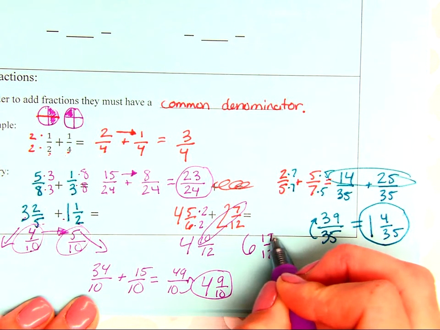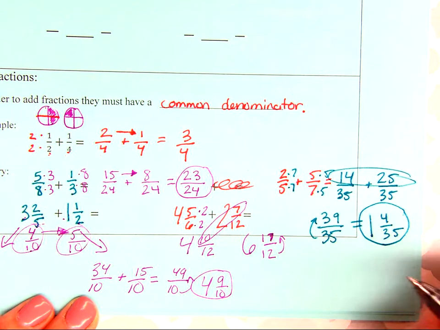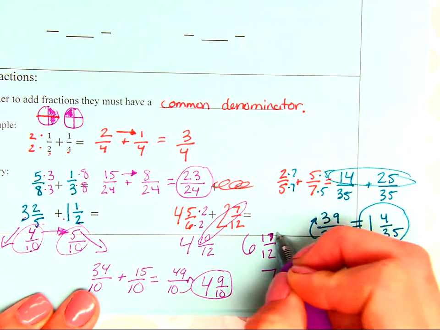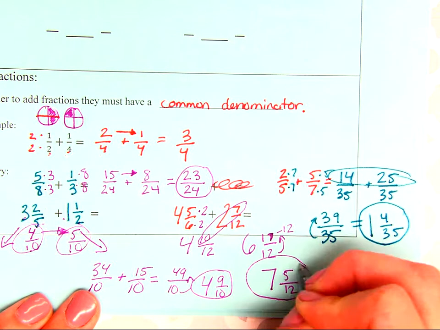So here's what I was talking about. This is still improper. So 12 can still go in there a full time. So this 6 is going to bump up to a 7. And then we're going to have 5 left over.